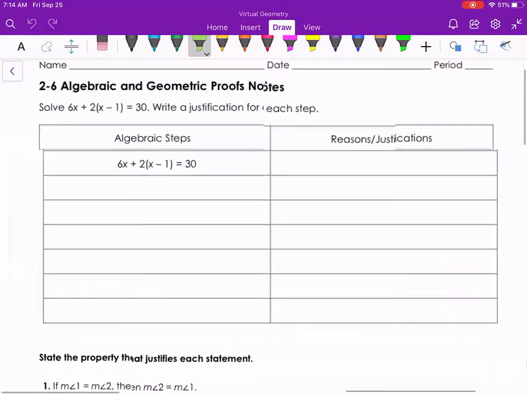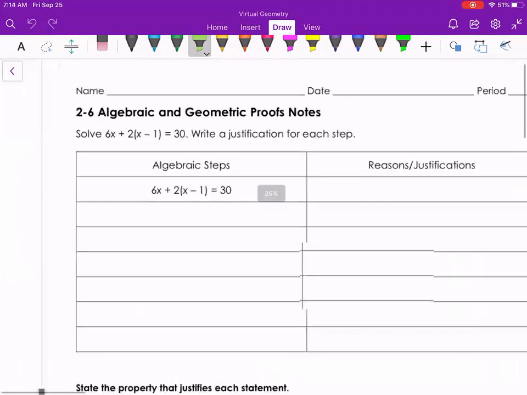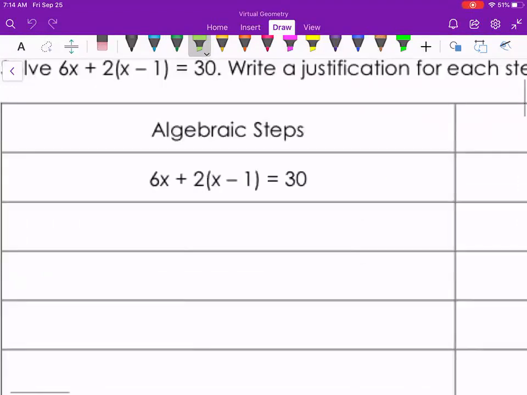And for this one, we're going to use an algebraic proof. So before I look at that, notice we've got a table here, and before I look at one of my columns, I want to take just this algebraic steps column here, and we're going to solve out this equation. Like the instructions say, we're going to solve 6x plus 2 times the quantity x minus 1 is equal to 30. So we're going to use these different rows in this table here, and we're going to solve this out.